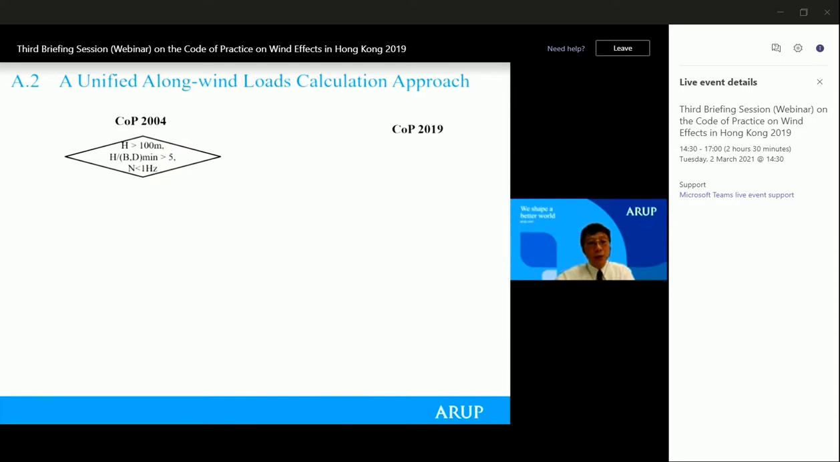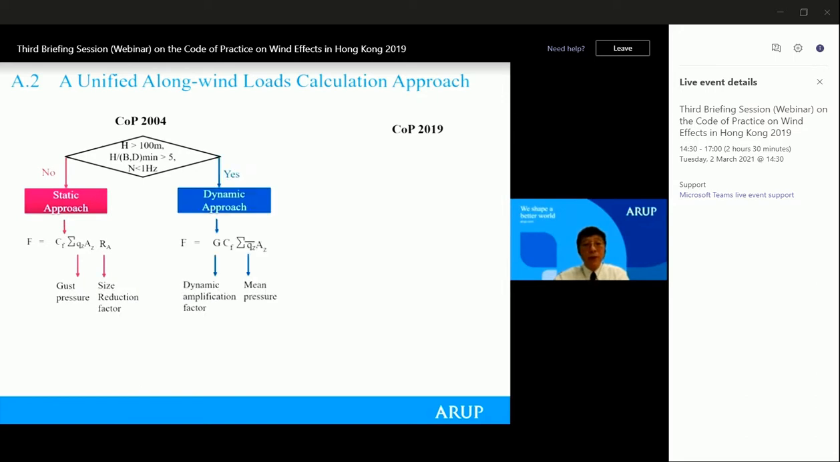In the old 2004 code, to calculate the along wind response, there are two approaches. One is the static approach, which is more suitable for short and stocky buildings. And then for tall and slender flexible buildings, you will adopt the dynamic approach. But in the 2019 code, we have simplified the calculation method to just one unified approach.